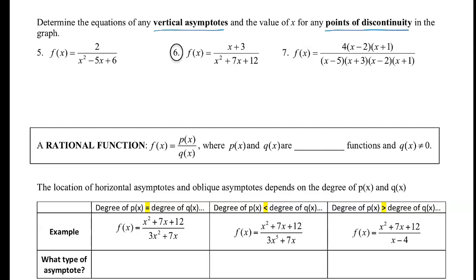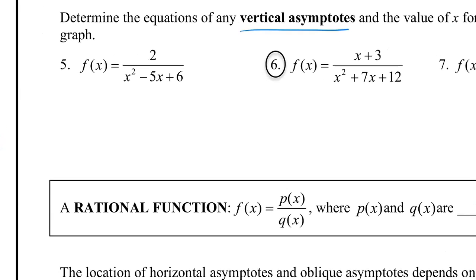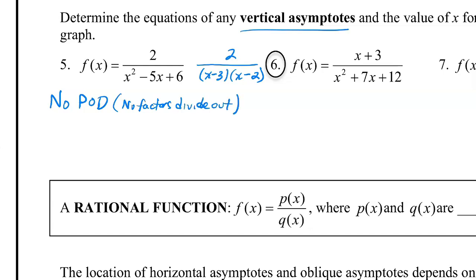So first thing on number 5, we should factor the denominator. Factoring the denominator, we would get x times x is x squared, and we need to multiply to 6 and add to -5, so -3 and -2. Now notice neither of these factors, the x minus 3 or the x minus 2, can divide out. There's no identical factor in the numerator, so that tells us we're going to have 0 points of discontinuity, because nothing divides out. No factors divide out.